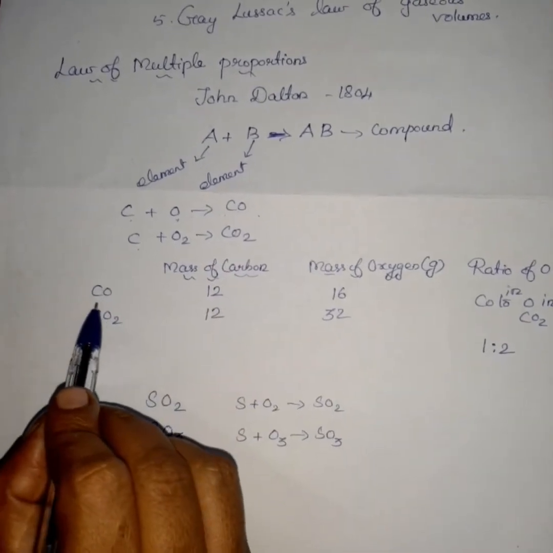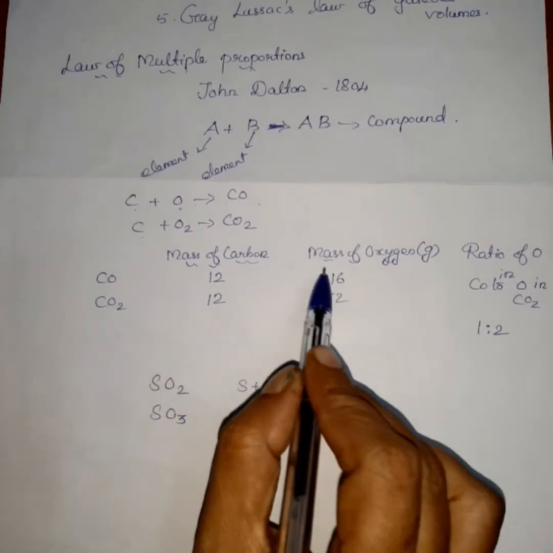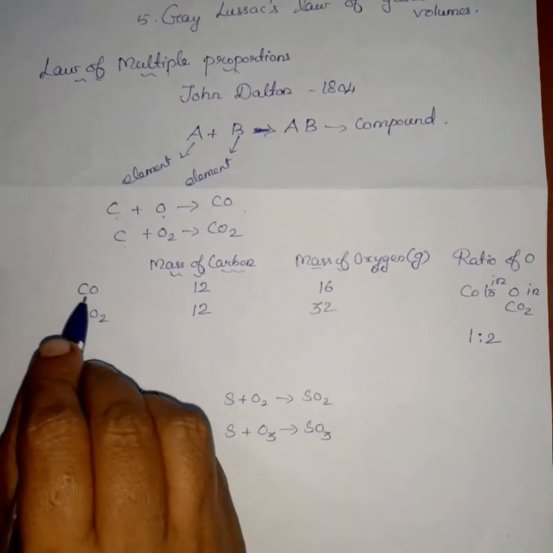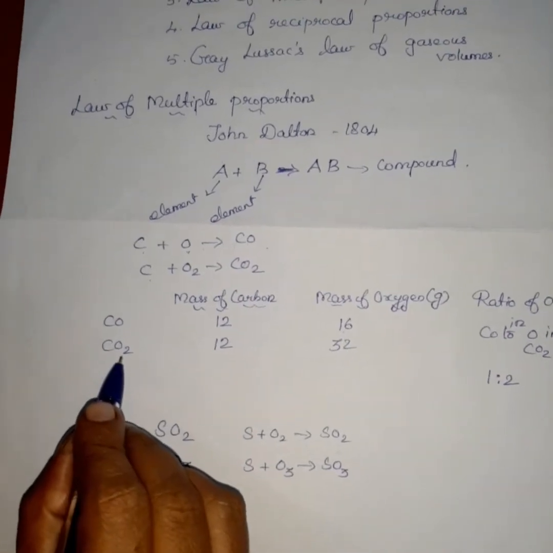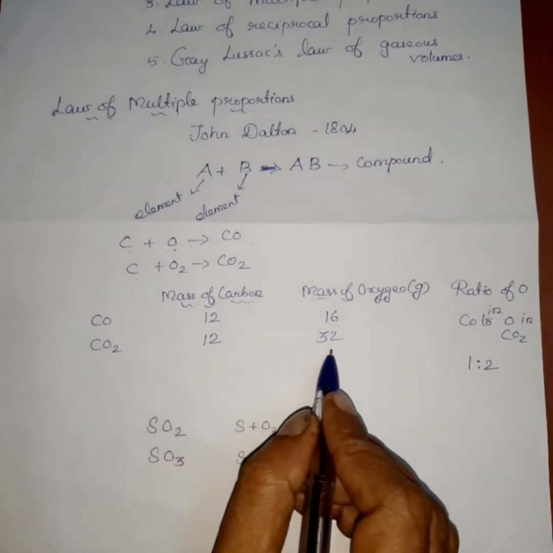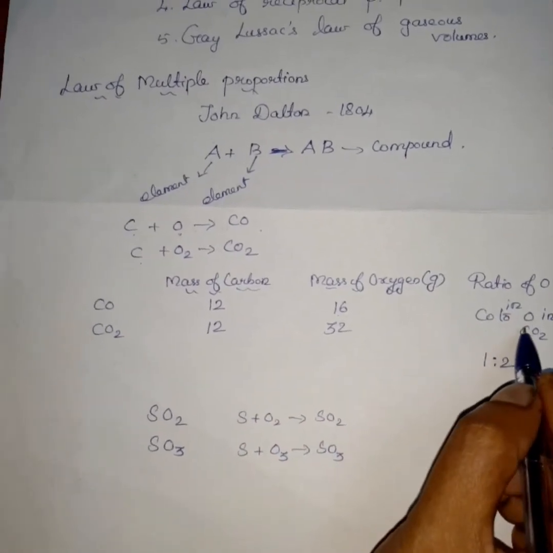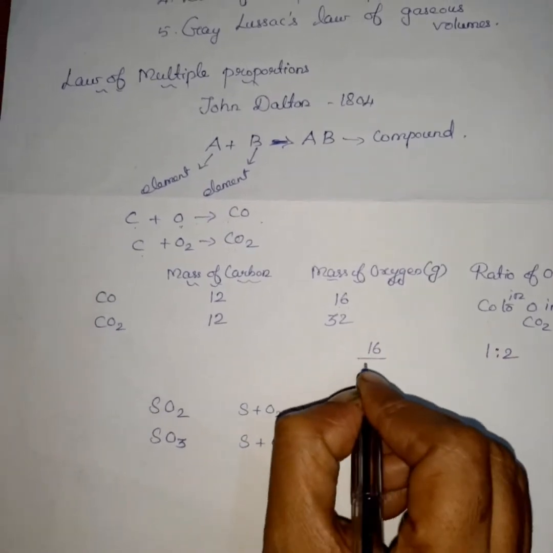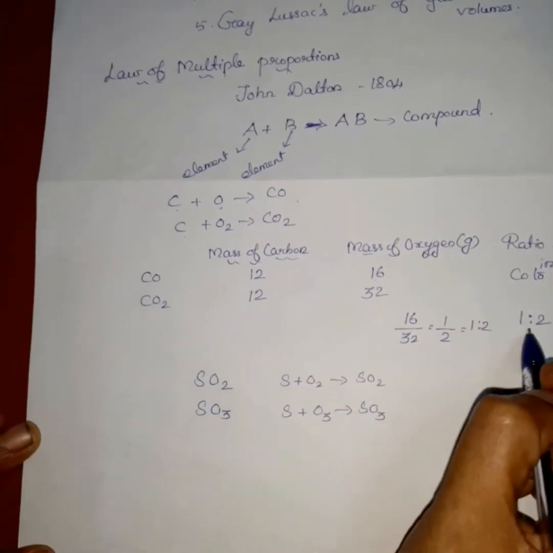So here listen, carbon monoxide and carbon dioxide, the mass number of carbon is 12. Mass of oxygen in CO, only one oxygen atom, is 16. In carbon dioxide, two atoms are there. How many atoms? Two atoms. So 2 into 16 is equal to 32. So the ratio of oxygen in carbon monoxide to oxygen in carbon dioxide, 16 divided by 32 equals 1 divided by 2. So we get 1 is to 2.